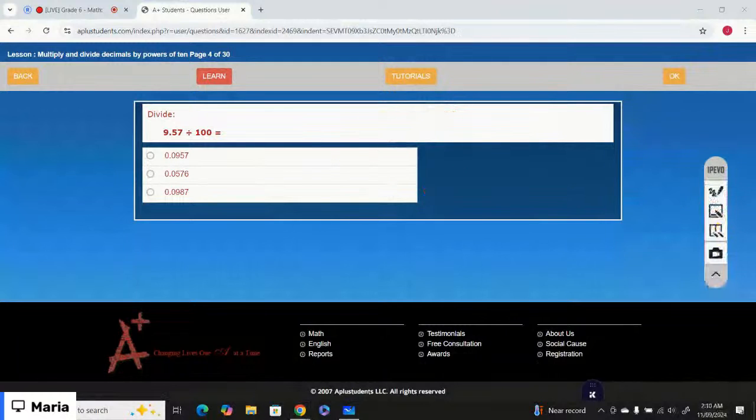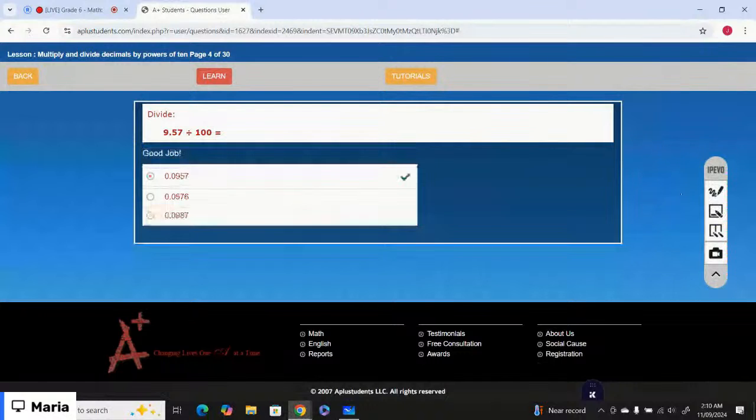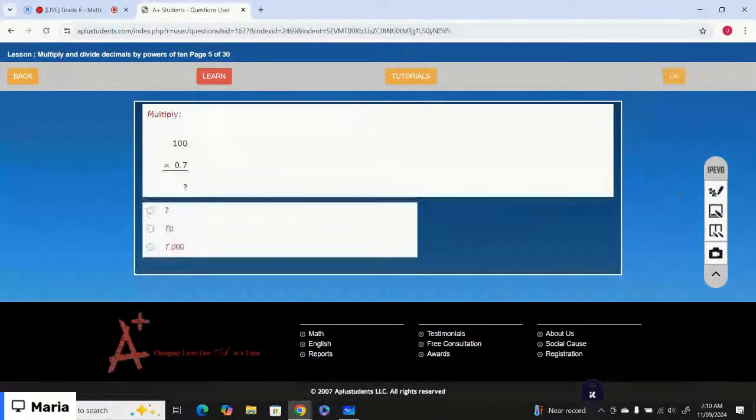I haven't seen your answer. Sorry. Option number one is the correct option. That's great. Okay, let's just move on to the next question. That is 100 times 0.7. So you are multiplying now, right? So when multiplying, you need to move the decimal point to the right hand side, right?